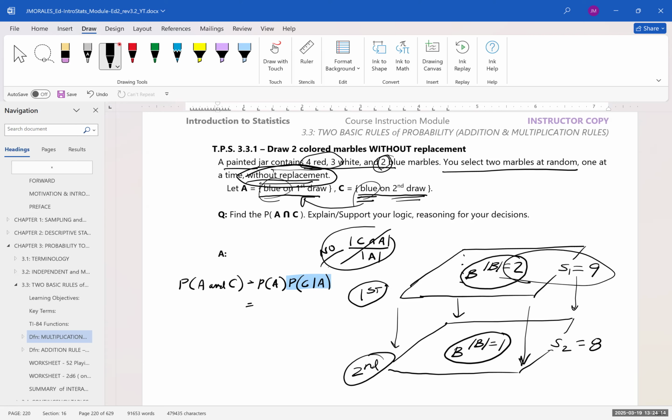And so what's the probability of A going to be? It's going to be 2 over 9. And then what's the probability of getting a second blue given the first marble was blue? It's going to be 1 out of 8. So that's going to give us, let's see here, 2 can go into 8 4 times. So that'll be 1 out of 36.